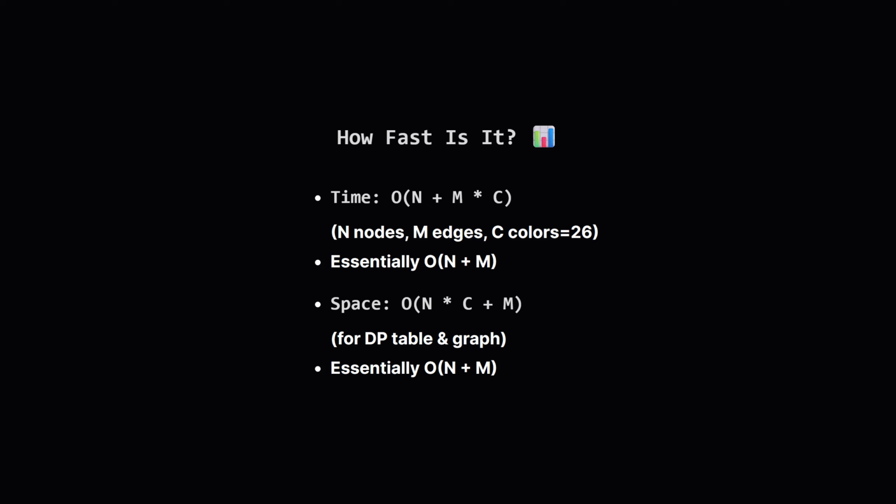For space complexity, we store the graph adjacency list, which can take up to order n plus m space. The in-degree array takes order n space. The dp counts table takes order n times 26 space, so the total space is also effectively big O of n plus m. This is pretty good for a graph problem.